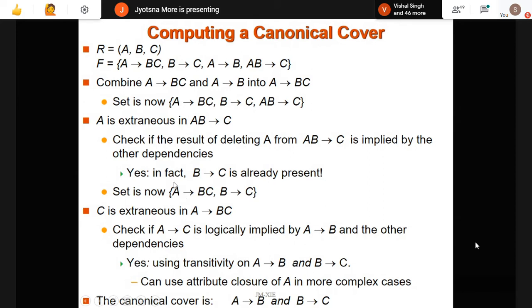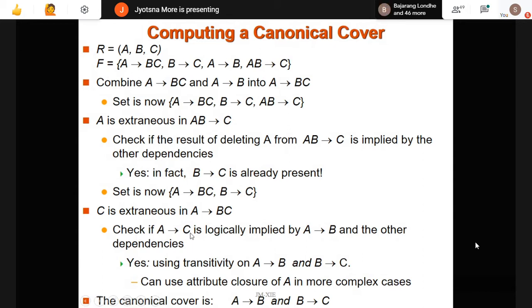Now again, in this case, I'm saying C is an extraneous attribute. Why? Because A determines C is there, right? If I'm removing C, what will I get? A determine B, correct? And B determines C is already there. So logically, A determines C is implied. If I am removing C, I will get A determine B, then B determine C. Logically, I will get A determine C. So no need to have C over here. C is extra, unwantedly added over here, right? So I have to remove that.